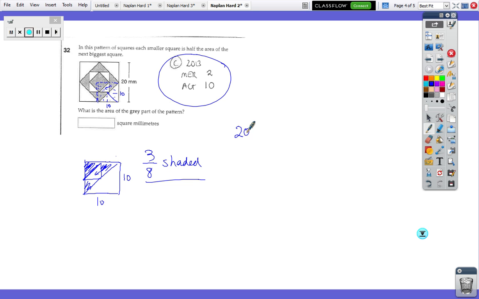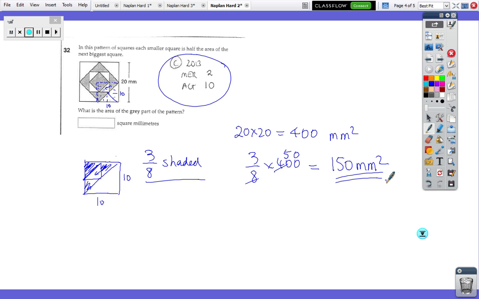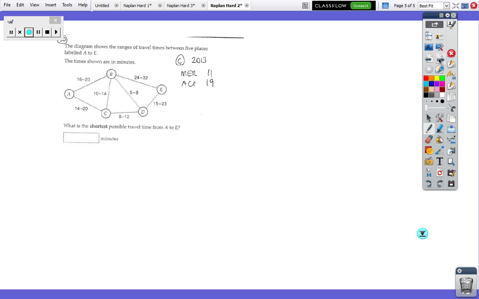So for the whole shape, it's 20 by 20, which is 400 millimetres squared. So 3/8 are shaded. What is the area of the shaded part, the grey shape? So 3/8 times 400. 8 goes into 40 five times, and 3 times 50 is 150. So that's the answer to the shaded shape. And that was the last question in the paper that year. Okay, got one more question to go.